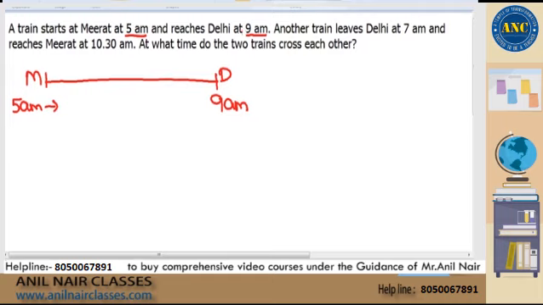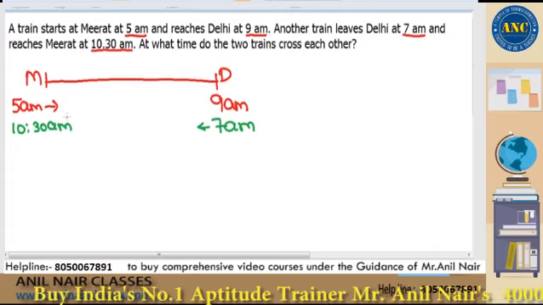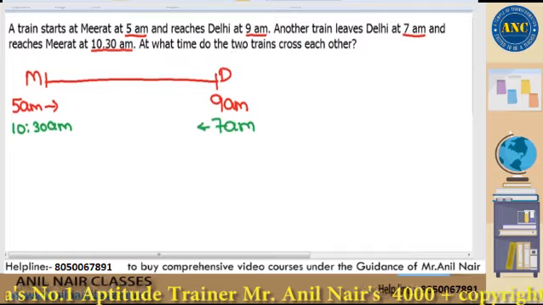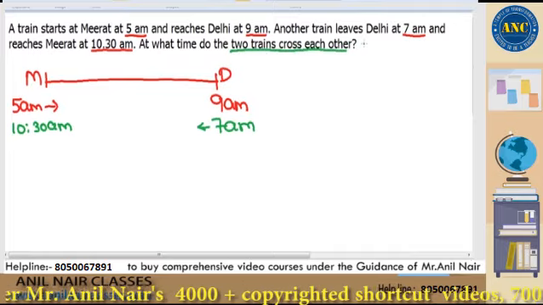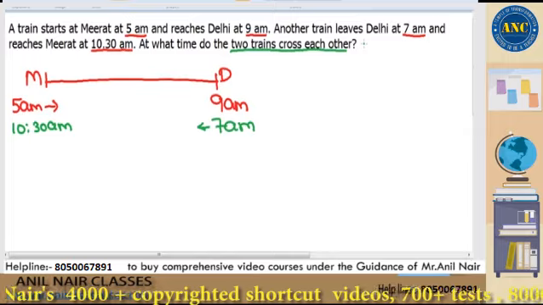Next statement. Another train leaves Delhi at 7 a.m. and reaches Meerut at 10:30 a.m. Right? From Delhi it will start at 7 a.m. and reaches Meerut at 10:30 a.m. Your question is, at what time do the trains cross each other?